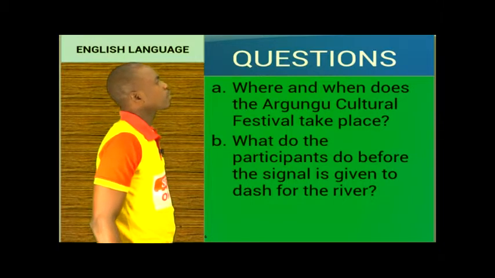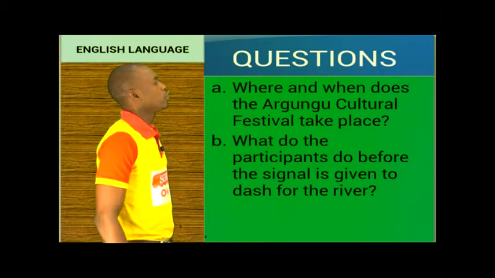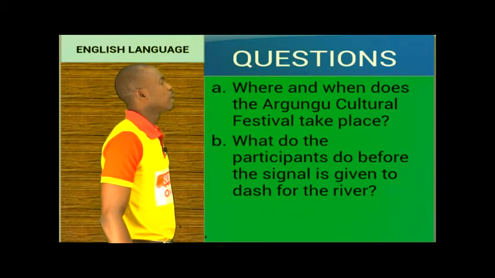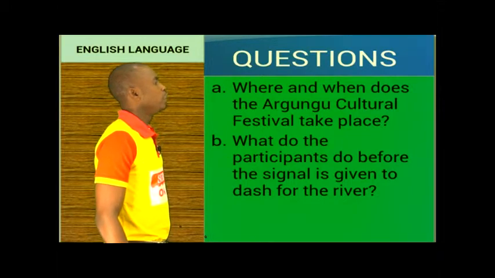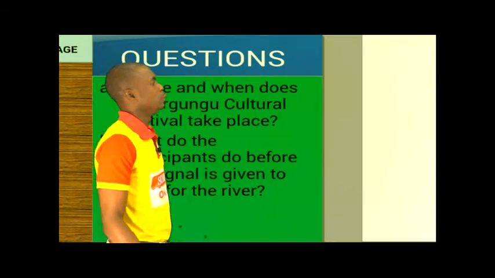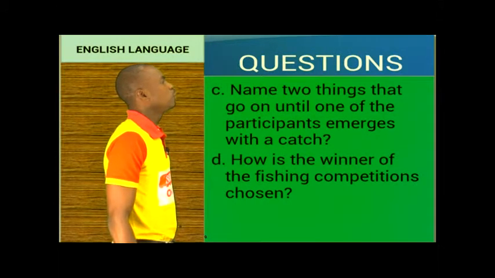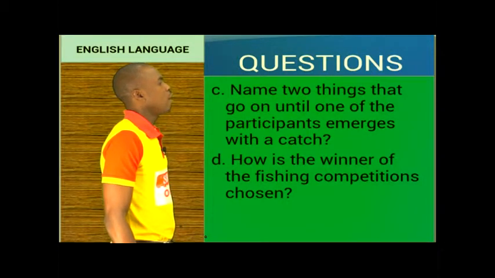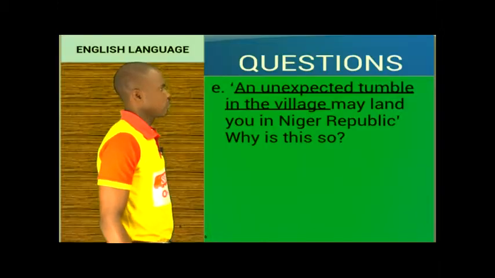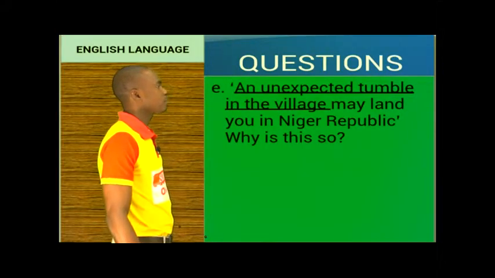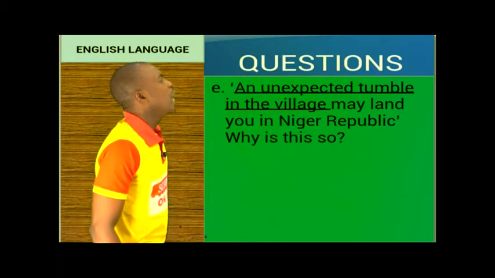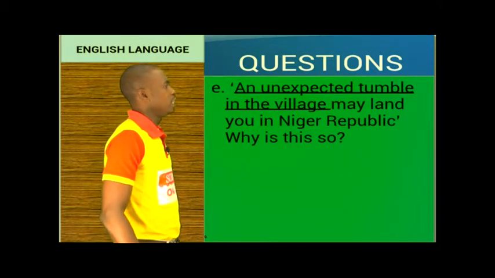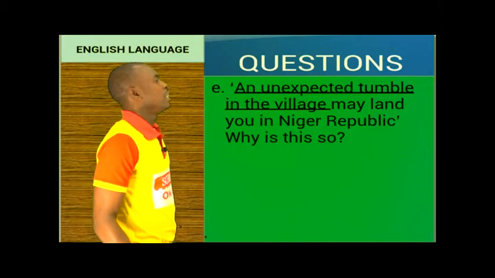Questions now. A. Where and when does Agugu Cultural Festival take place? B. What do participants do before the signal is given to dash for the river? C. Name two things that go on until one of the participants emerges with a catch. D. How is the winner of the fishing competitions chosen? And E. This is where we want to treat. An unexpected tumble in the village may land you in Niger Republic.